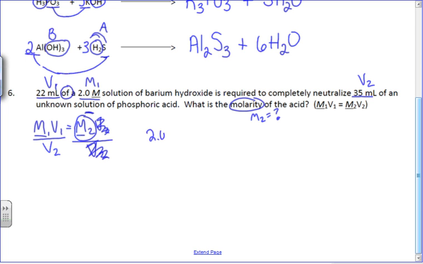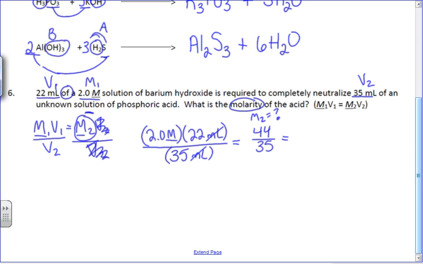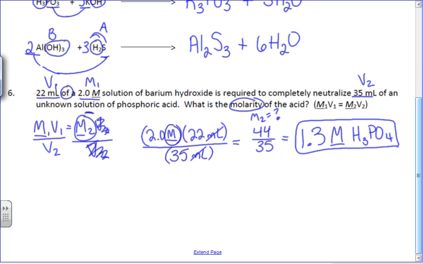So our first molarity is 2.0 molar times the 22 milliliters. And remember, you can leave it as milliliters as long as both volumes have the same unit. So our second volume will be 35 milliliters. So those units will cancel. And in your calculator, you just have 2 times 22, which would be 44, divided by 35. And if we round it to 2 significant digits, like everything else that's on our page here, we end up with 1.3. And our units then will be this capital M for molar. And it's phosphoric acid, so that's H3PO4. And that is the strength of that acid that was unknown.